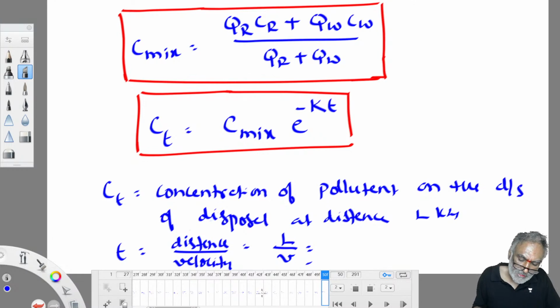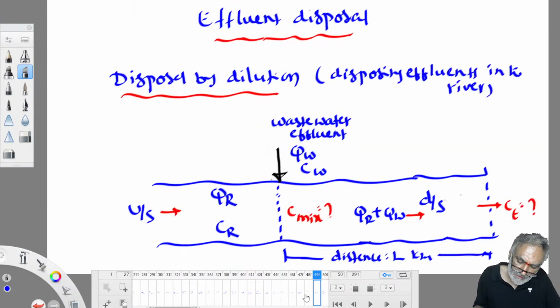Velocity of flow: Q is equal to area into velocity. Velocity is equal to Q by area. So it is Q by area. What is Q? Q mix. This is Q mix, Q mix by A. Downstream side this Q mix it is. I will take it as Q mix. This is nothing but Q mix.